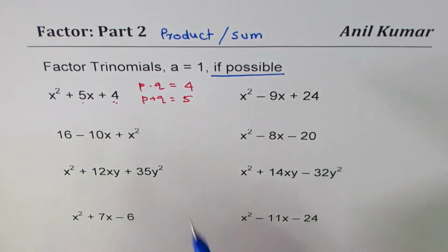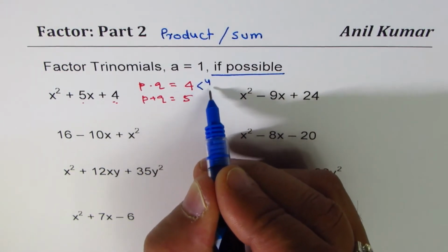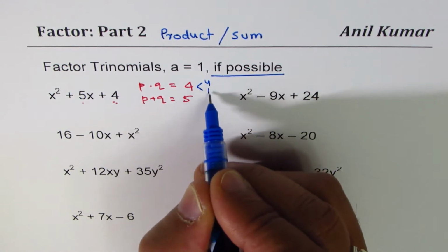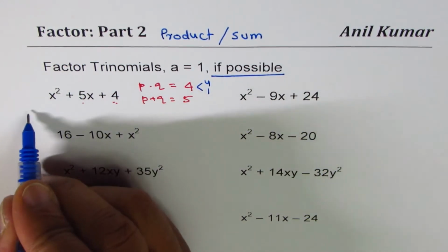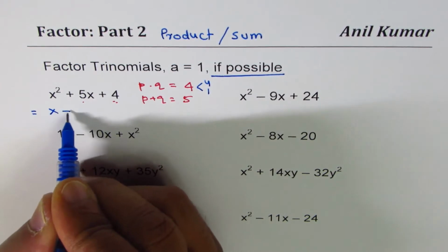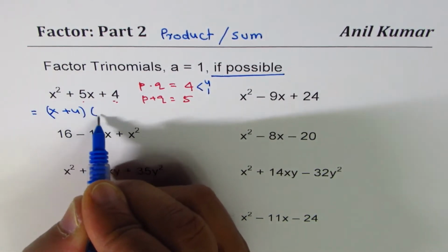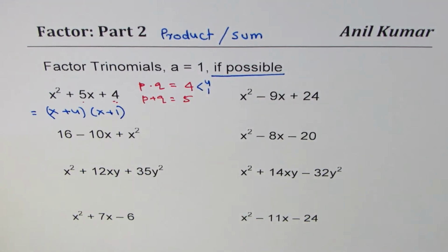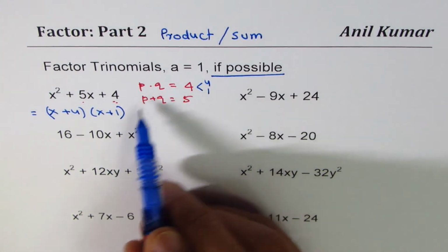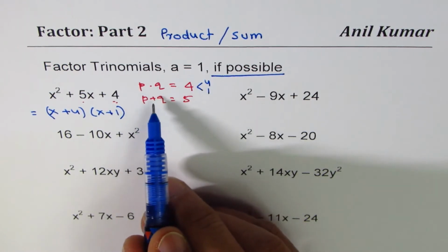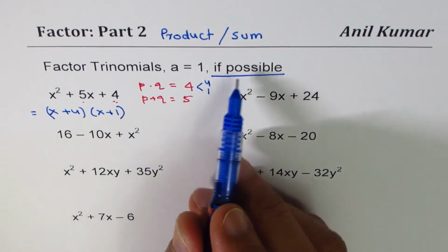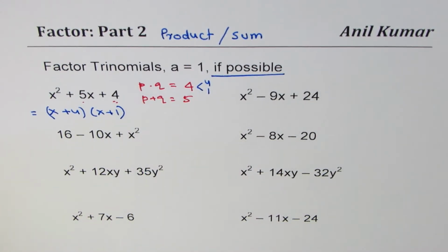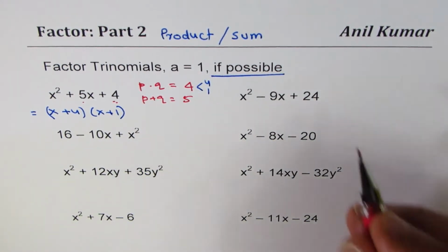As you can see, 4 times 1, when you multiply, gets 4, and when you add, you get 5. So that becomes the solution. So we could factor this and write this as (x + 4)(x + 1), correct? So it factors in one step, provided you get this combination. If you don't get this combination, then you cannot factor. That's why we have "if possible."